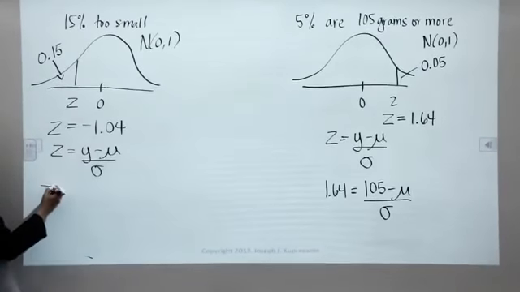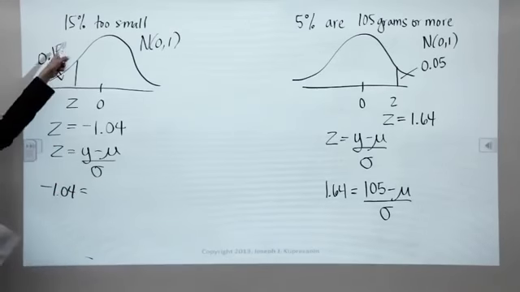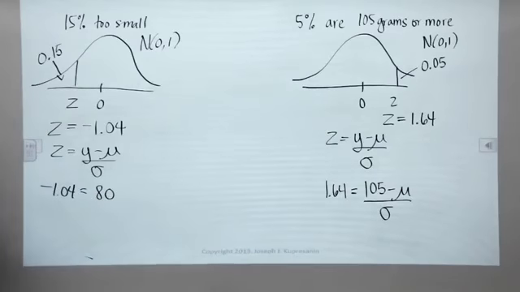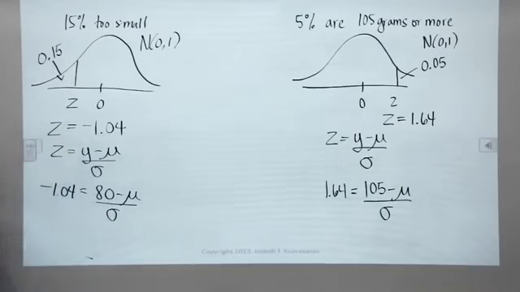A z-score of negative 1.04 corresponded to the apples that were too small. They were too small if they were 80 grams or smaller. Again, we do not know the mean. We do not know the standard deviation.